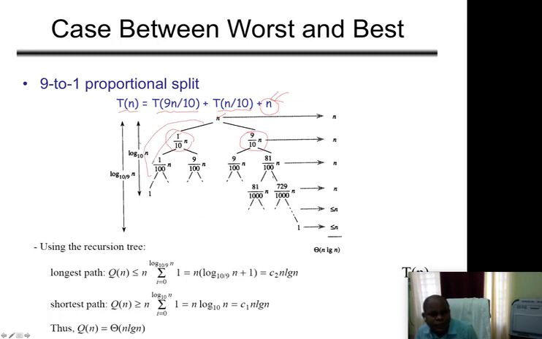That means in the last one, the height of the left branch of the root, the level of the root's left branch, is log n to the base 10, because this is the rightmost level. Sorry, this is Tn, not Qn, Tn. Okay.